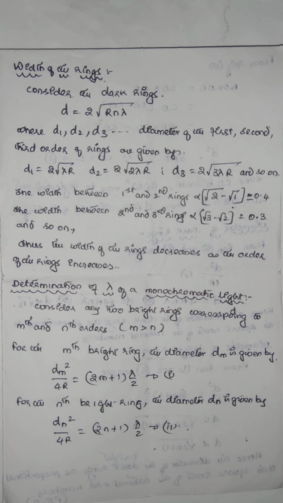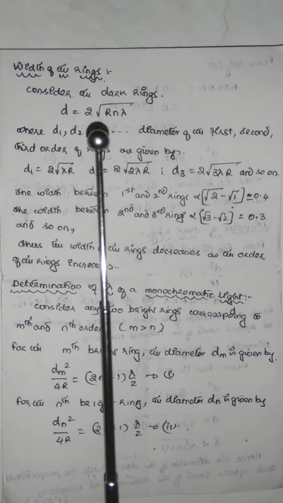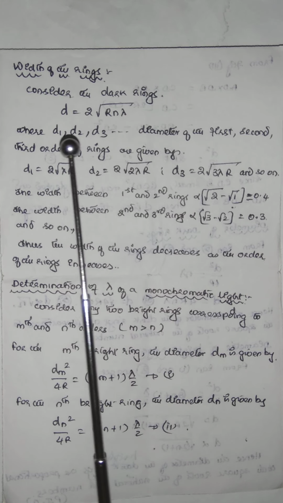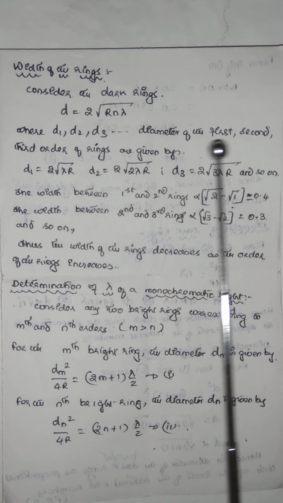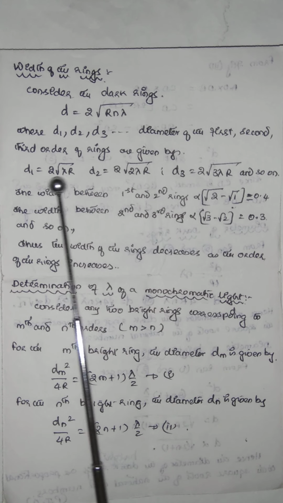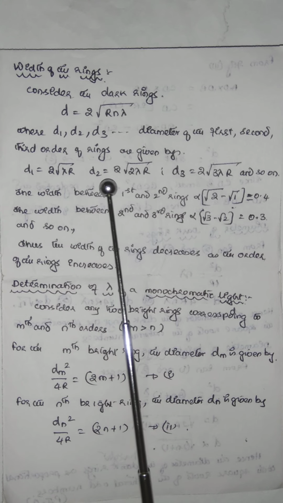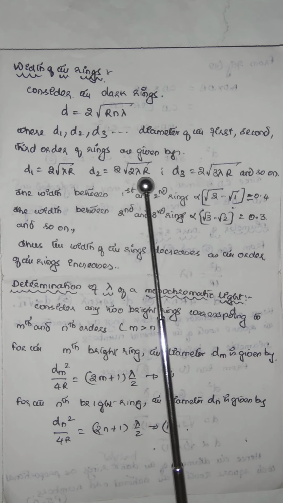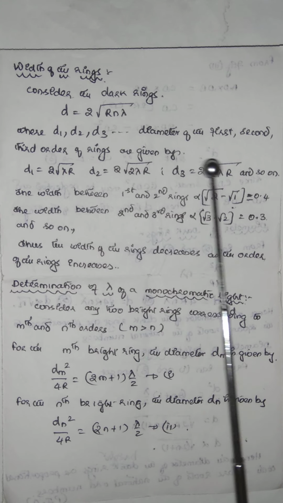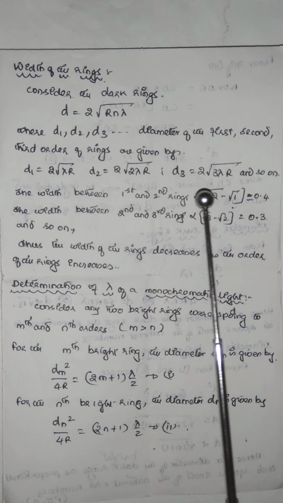And to find the width of the rings, consider the dark fringe. For the dark fringe, D is equal to 2 into square root of Rn lambda. If D1, D2, D3 are the diameters of the first, second, third order of the rings, they are given by D1 is equal to 2 into square root of lambda r, D2 is equal to 2 times square root of 2 lambda r, D3 is equal to 2 times square root of 3 lambda r, and so on. Here n can take the values 1, 2, 3, etc.